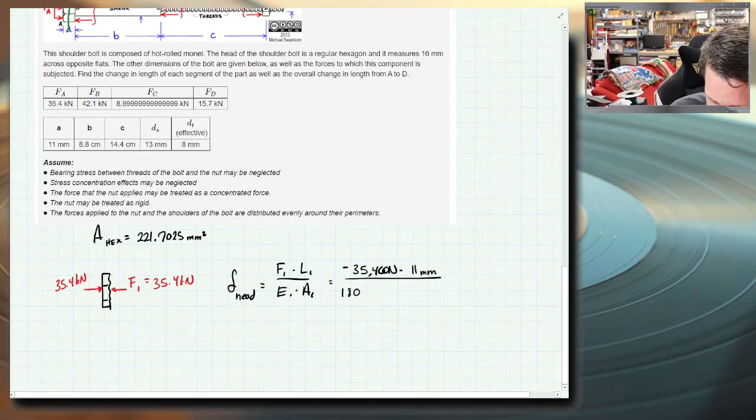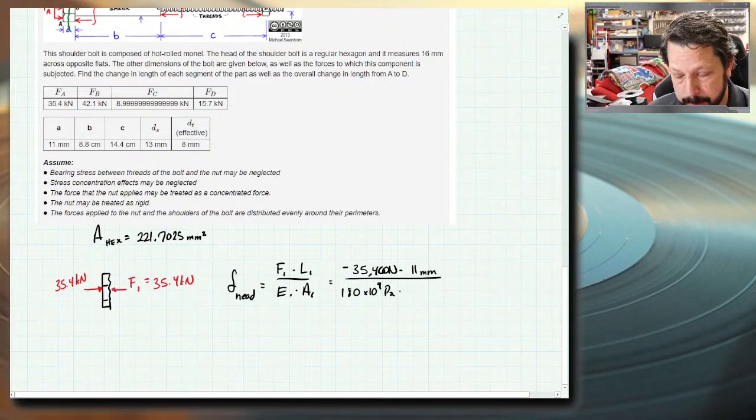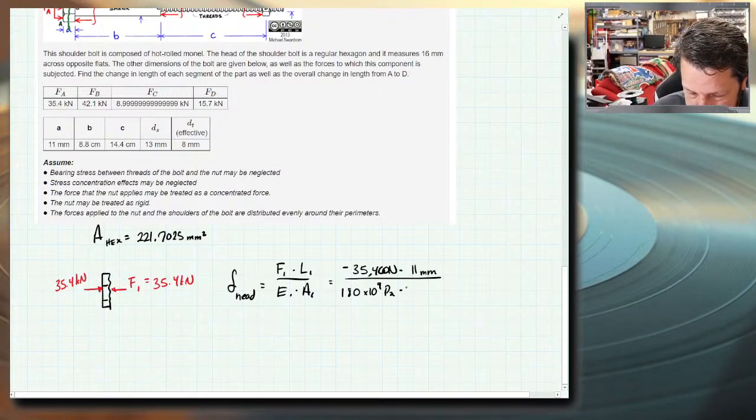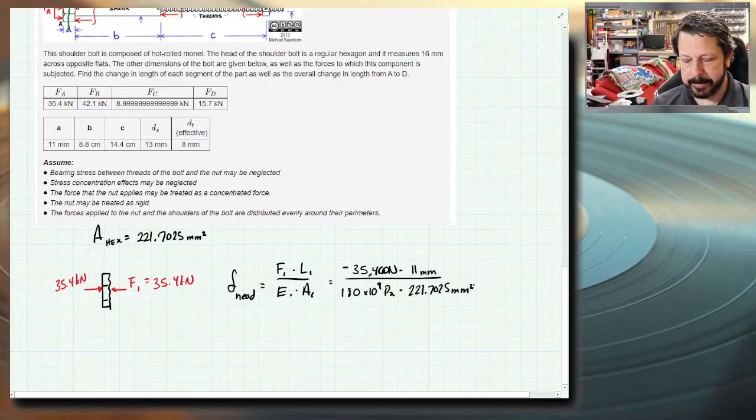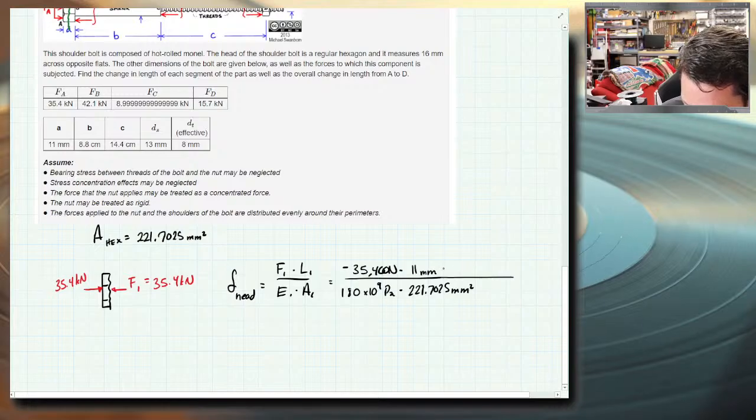So that's 180 times 10 to the 9th pascals, which are newtons per meter squared. So these millimeters are messing me up right now. I have more millimeters here in the area. 221.7025 millimeters squared. So I have millimeters once in the numerator and twice in the denominator, so that's not going to work. We'll need to convert those just to avoid getting confused. Why don't we convert both of them?